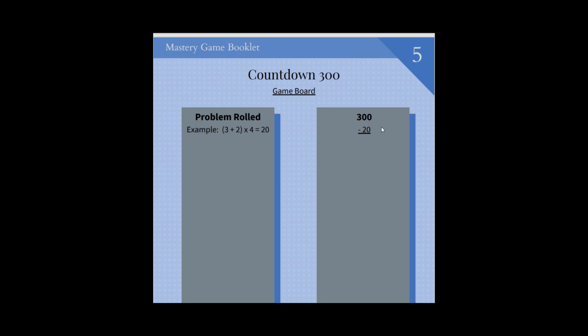Okay, and your second column, everyone starts at 300, and you're going to subtract that amount. So whatever you rolled, you subtract. So 300 minus 20 would be 280. Then your partner will roll, and so on. You go back and forth. On your next roll, you'll write down the problem and the answer, and then you'll subtract from 280. And you'll keep going back and forth. And remember, the goal of this game is to get down to exactly 0.